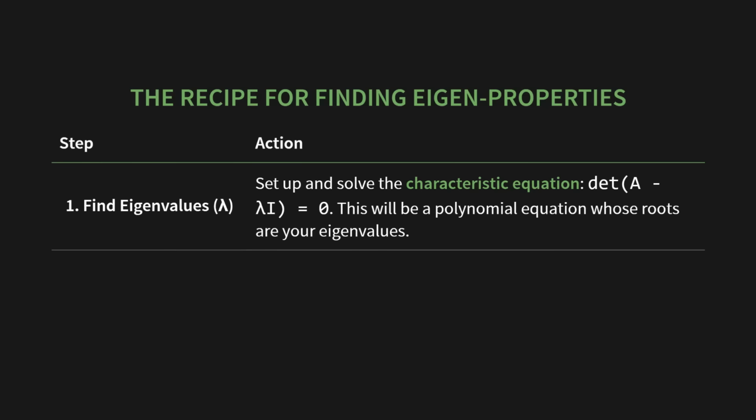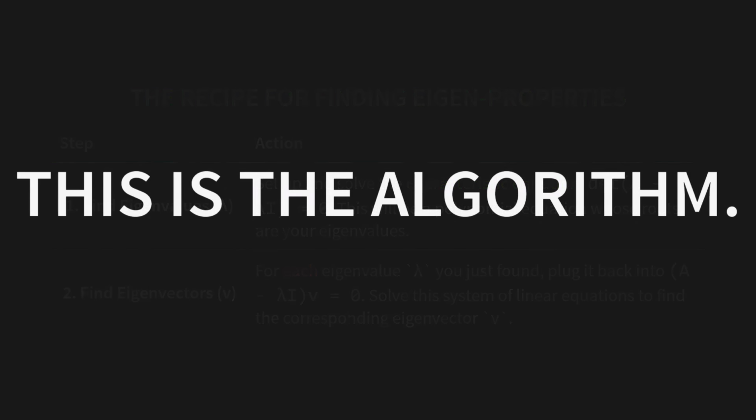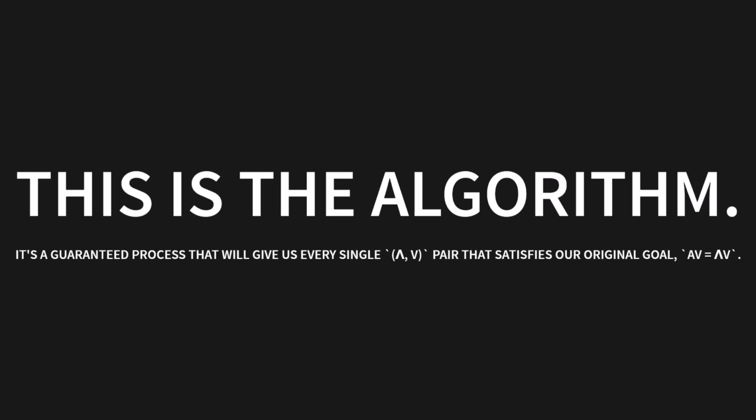Step 2. Find the eigenvectors v. For each eigenvalue lambda you just found, you plug it back into the standard form equation, A minus lambda I times v equals 0. Then you solve that system of linear equations to find the corresponding eigenvector v. This is the algorithm, a guaranteed process that gives us every lambda, v pair that satisfies Av equals lambda v.